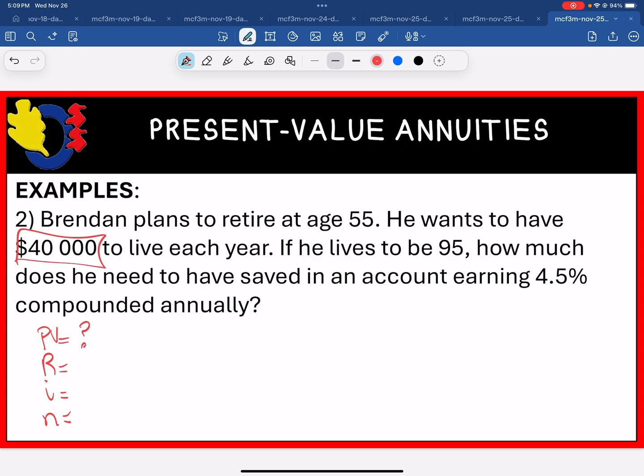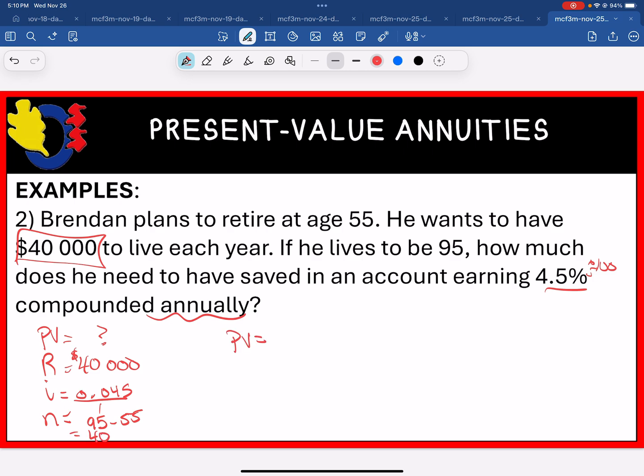The regular payment that Brendan wants is $40,000. The interest rate, so converting 4.5%, remember divide by 100, 0.045. And then compounded annually, so over 1. I don't really need to put the over 1, but for illustrative purposes, I will leave that. So the N is 95 minus 55, which is 40 years.